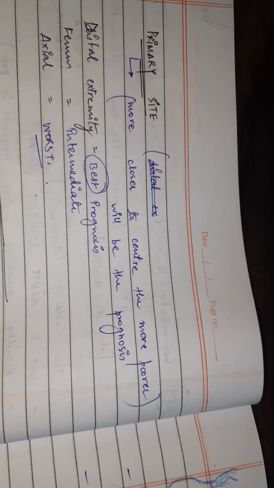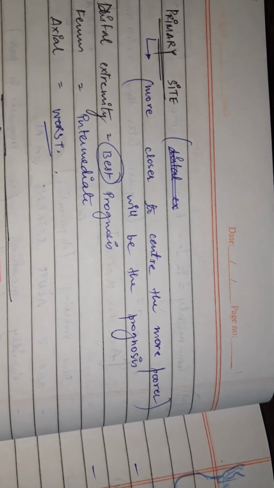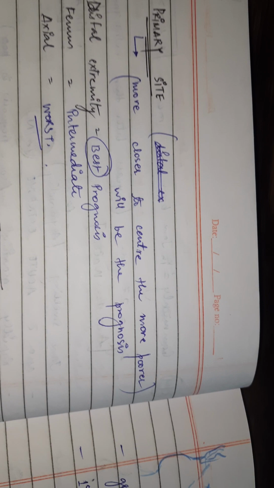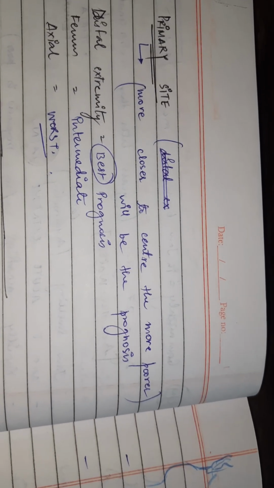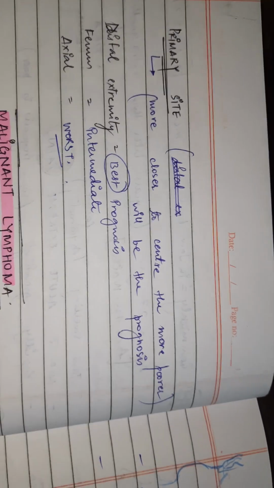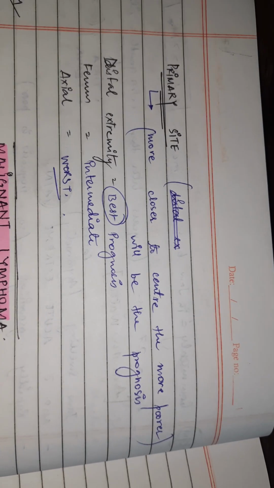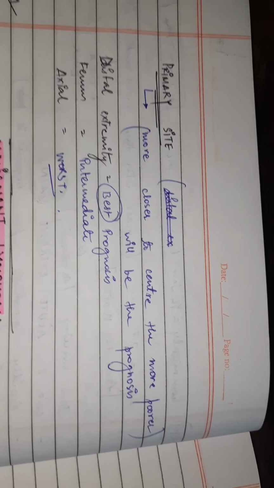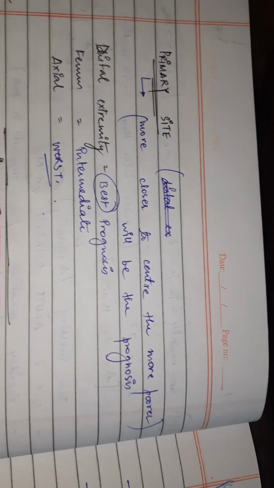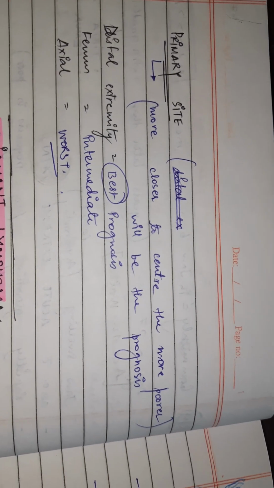The more closer the primary site is to the center of the body, the poorer the prognosis will be. That's obvious. Distal extremity has the best prognosis. Femur has intermediate prognosis. And then axial, meaning thoracic part, abdomen, or shoulder part, has worse prognosis.